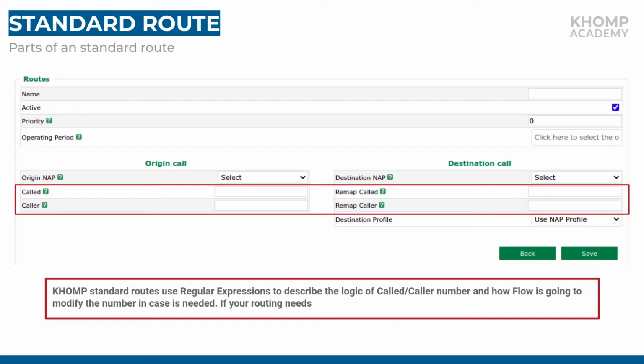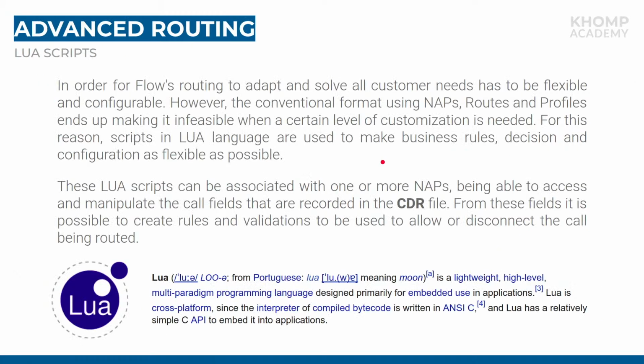Then when the SIP trunk returns a hangup cause, no circuits available, the routing system will try to find another route with the same origin NAP, with the same conditions for caller number and callee number, and it is going to match. If it matches, it is going to reroute the call, and everything is going to be the same. The difference is going to be in the priority. Okay, this is very useful. But this is a very basic way to route the calls.